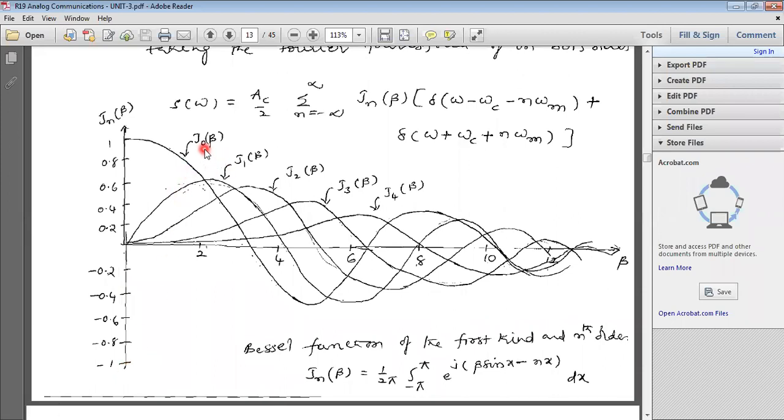Here the n value changes. For n equal to 0, it starts from a higher value. For n equal to 1, its amplitude is reduced. According to Bessel function properties, the amplitude decreases by increasing the value of n. So for J2, again the amplitude decreases, and for J3, J4, J5 and so on, by increasing the n value, the amplitude decreases. That is the Bessel function.